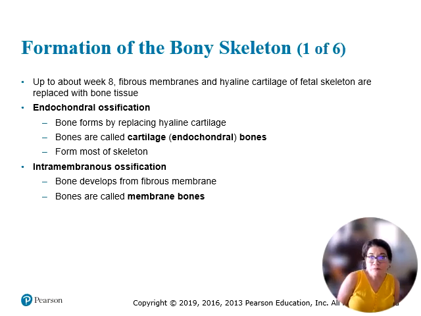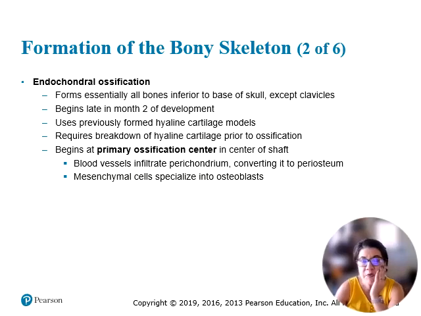Okay, so at week 8 in the fetus, you mostly have the cartilage, and we'll look at a picture of that in a minute. So you have endochondral ossification and intramembranous ossification. Most of the skeleton is the endochondral one, where your cartilage is turning into bone. And then some of it is just from fibrous membrane, but most of it's going to be cartilage turning into bone. So endochondral forms the bones inferior to the base of the skull, starts at about 2 months, like the fetus is 2 months old. You have to have hyaline cartilage first, and then it gets replaced by bone.